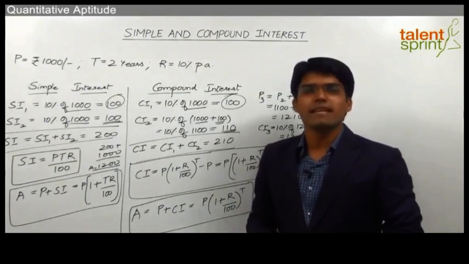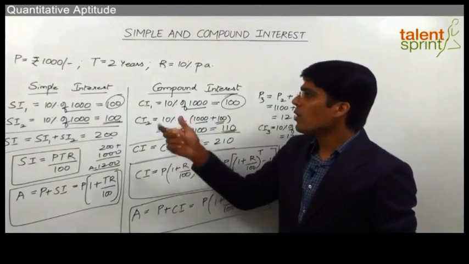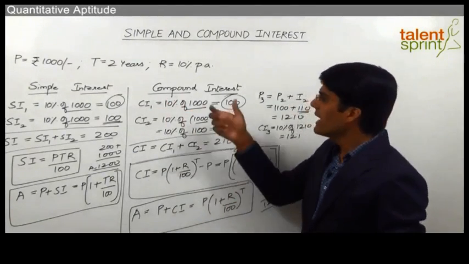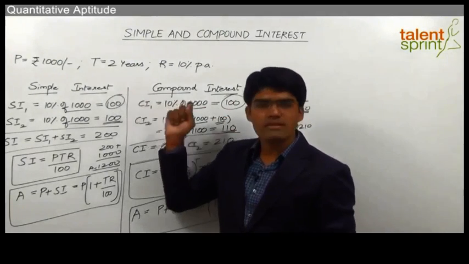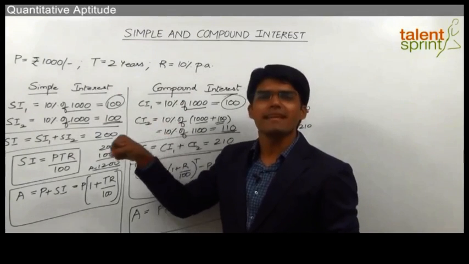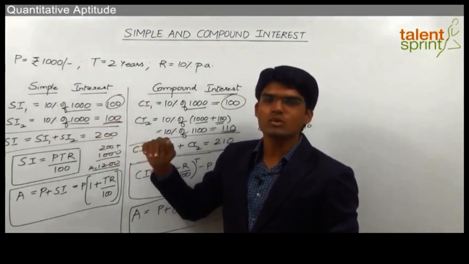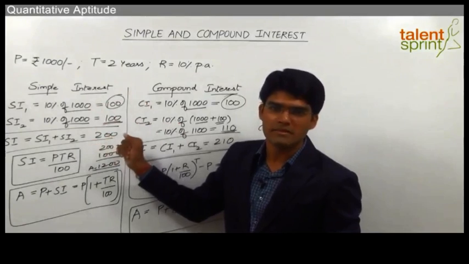And before we take up any other example, let us also understand why simple interest is called simple and why compound interest is called compound. The reason why simple interest is called simple is because here we simply get the interest only on the principal amount. There is no confusion and no complicated calculation.